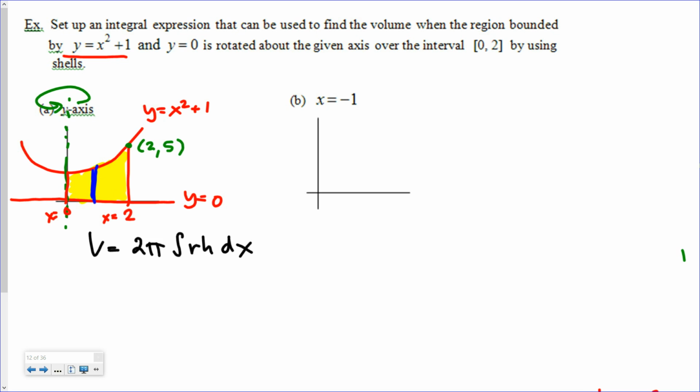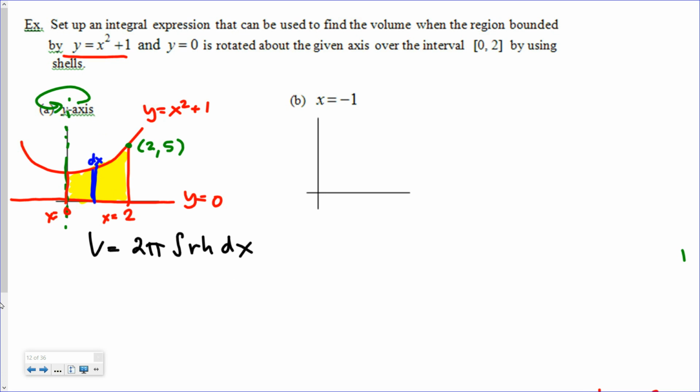Now, why is it a dx problem? Had you done the disk method, it would have been a dy problem. With the cylinder method, or the shell method, it's just the opposite. The cylinders are parallel to the axis of rotation, and so you can see that this width is a dx width. So this is going to be a dx problem.